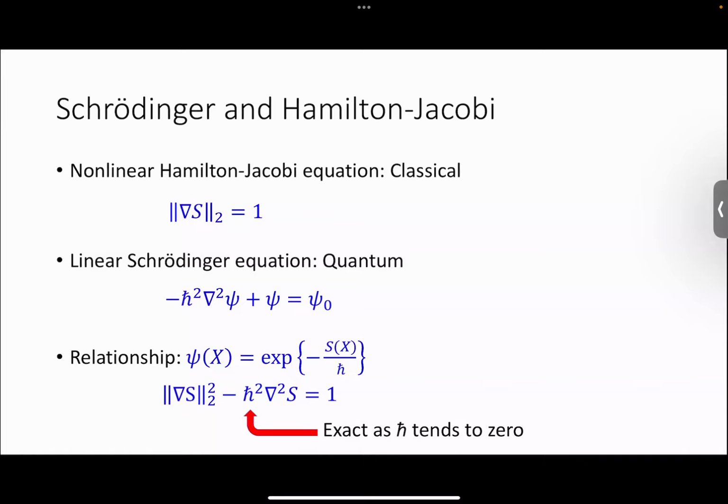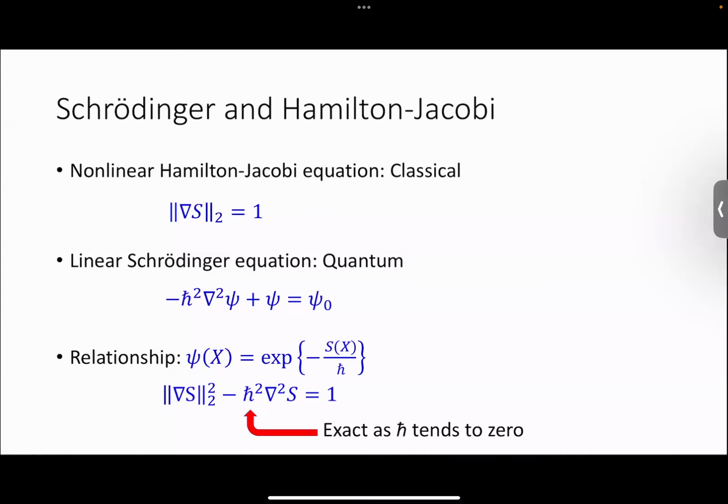And for those people in the know, this is called a viscosity equation for the Hamilton-Jacobi equation, but we don't need to worry about that at this point. Another takeaway here is that note that the wave function is real. This will be quite important as we proceed later on, because later on what will happen is we will make the wave function complex in order to be able to go from the unsigned distance function to the signed distance function. But for now, all I want you to take away from this is that classical methods solve grad S equals 1.